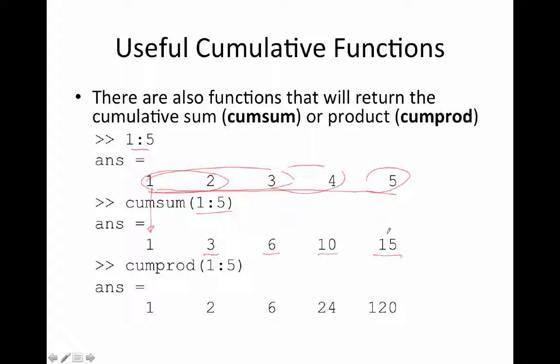Cumulative product will accumulate the product as it goes through and multiplies all of the values. So again, starting with the first value, 1, and then 1 times 2 is 2, 2 times 3 is 6, 6 times 4 is 24, 24 times 5 is 120. So with these cumulative functions, for example, cumsum and cumprod, notice that the resulting vector is going to be the same dimensions as the original vector. So for doing cumulative sum or product on 1 colon 5, a vector that has 5 elements in it, the result is also going to have 5 elements.